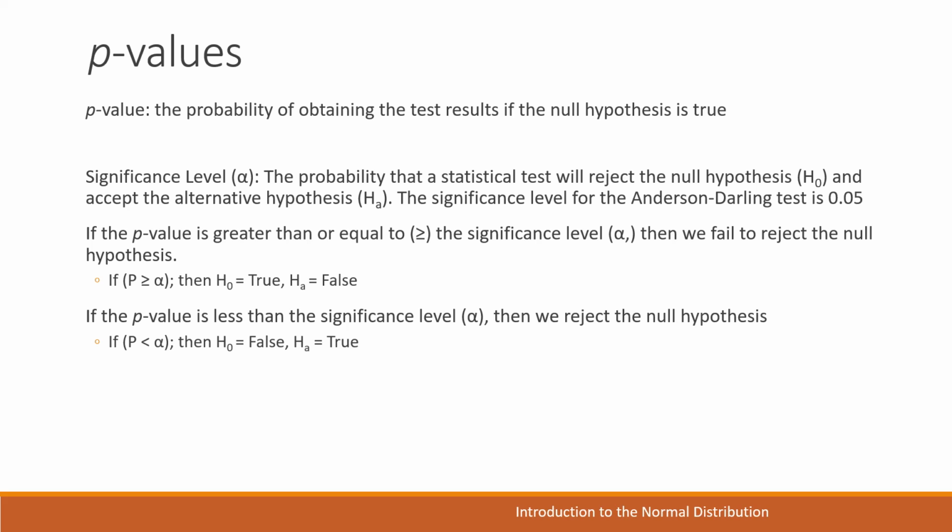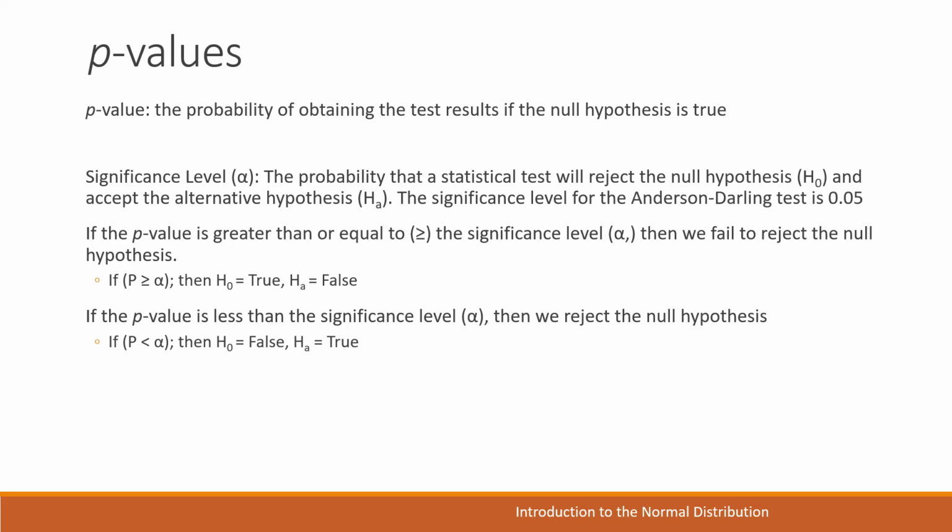The probability, so your significance level is the probability that a statistical test will reject the null hypothesis and accept the alternative hypothesis. The significance level for the Anderson-Darling test is 0.05. 0.05 is pretty much your basic significance level. So whatever your significance level is, if your p-value is greater than your significance level, it's considered a passing value and you fail to reject the null hypothesis. Okay? So fail to reject the null hypothesis means we accept it.